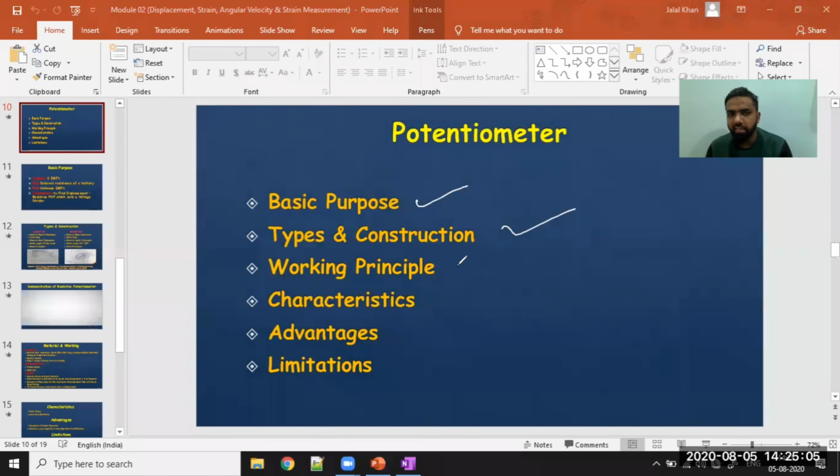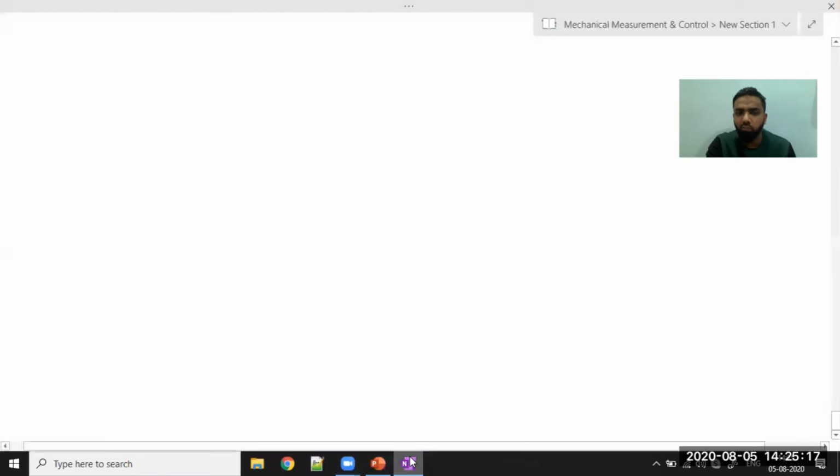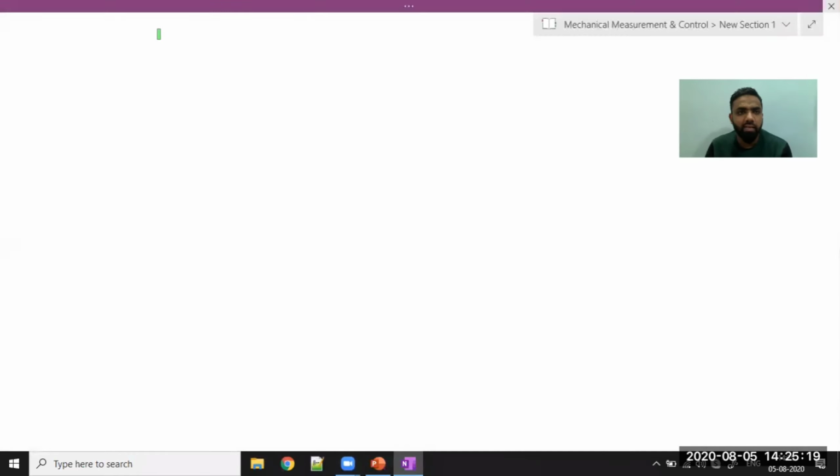There are 2 types to 3 types. Then we also know the working principle. Now we are going to one very important thing that is called characteristics. I'll just show you the characteristics. What are the various characteristics for which you buy a potentiometer? What is the characteristics that you need so that you can buy a potentiometer?